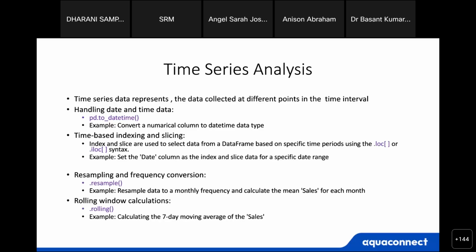Time-based indexing and slicing. Indexing and slicing are used to select data from the DataFrame based on specific conditions, like using iloc or loc functions. Like to only show the viewers and the listeners, as we have already seen. We'll see an example of this later.